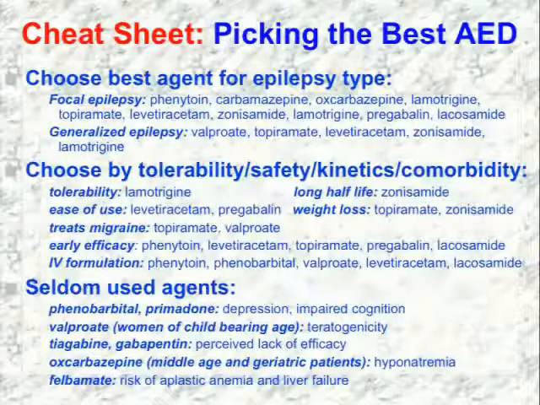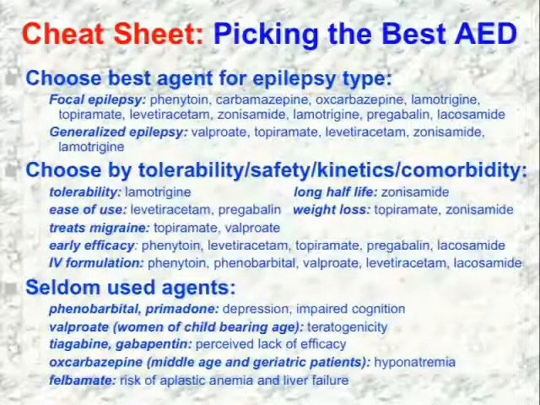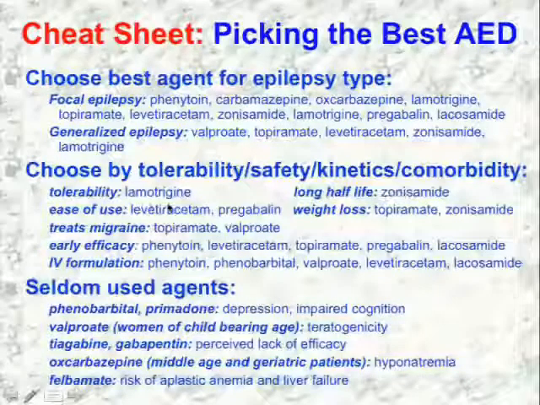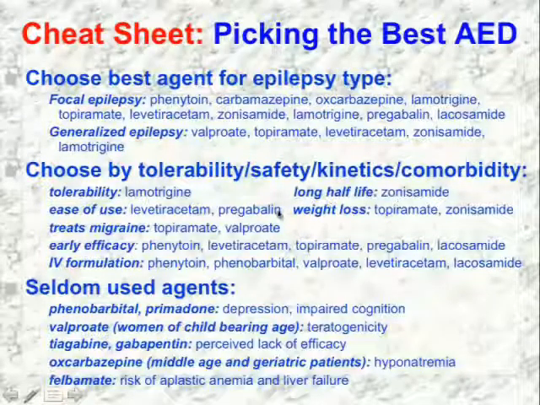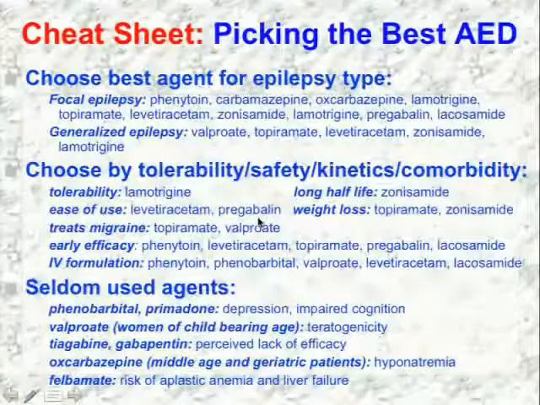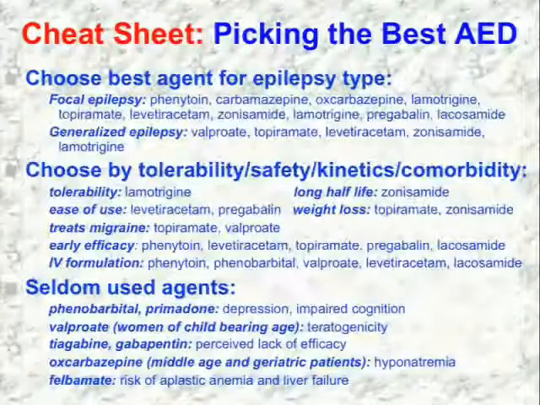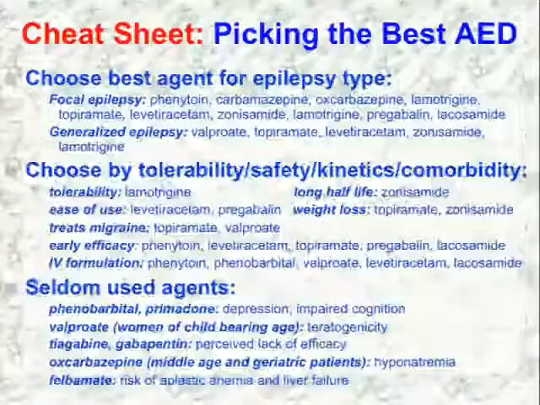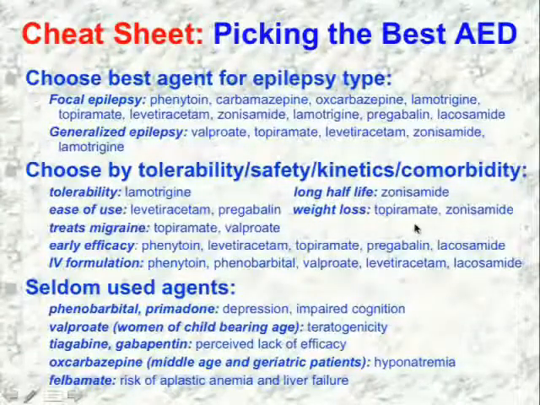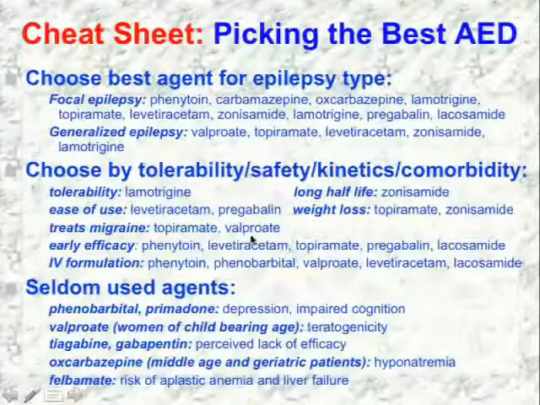effects. And so if you want a drug that's most tolerable in terms of mood and cognition, you would pick lamotrigine. If you have a non-compliant patient, you want a long half-life, you pick zonisamide. If you're lazy and you want something that's easy for you, then you would pick levetiracetam or pregabalin, which don't have drug interactions and are very easy and straightforward to start. If somebody's overweight, you might try topiramate or zonisamide. If somebody has migraine, you might pick topiramate or valproate.